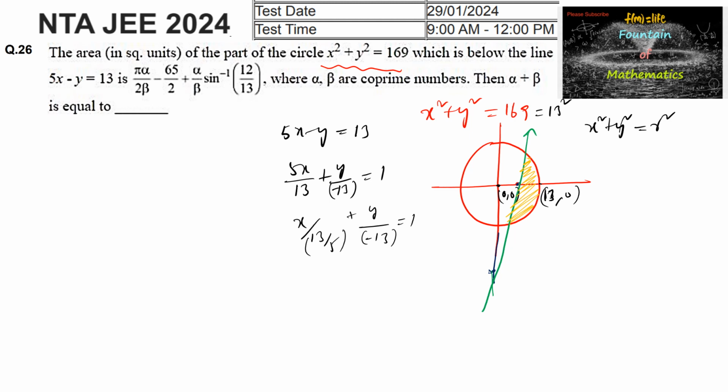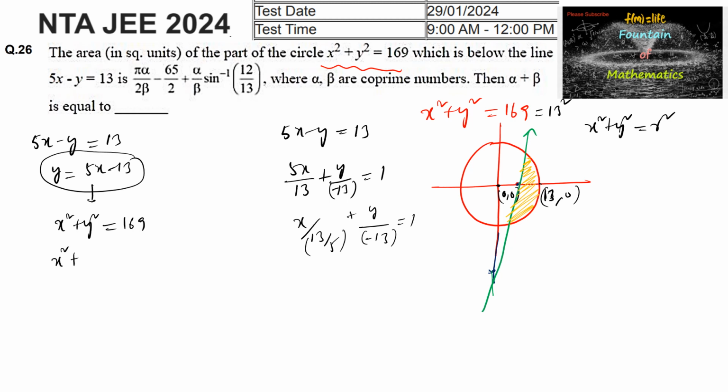Let us substitute from the line equation 5x minus y is equal to 13. So y is equal to 5x minus 13. Let us substitute this in the circle equation, x square plus y square is equal to 169. That is x square plus 5x minus 13 whole square is equal to 169. That is x square plus 25x square plus 169 minus 2 5s are 10, 130x is equal to 169.